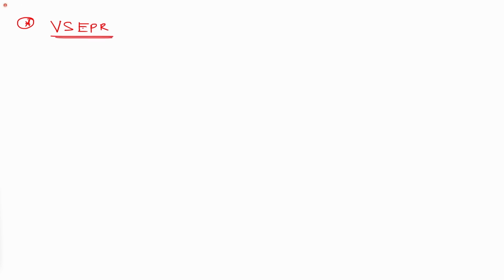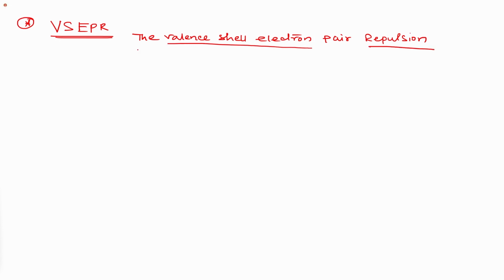So what is the full form of the VSEPR theory? The full form of the VSEPR theory is valence shell electron pair repulsion. The valence shell electron pair repulsion. So whatever I will discuss here is about the valence shell electron pairs and their repulsion.